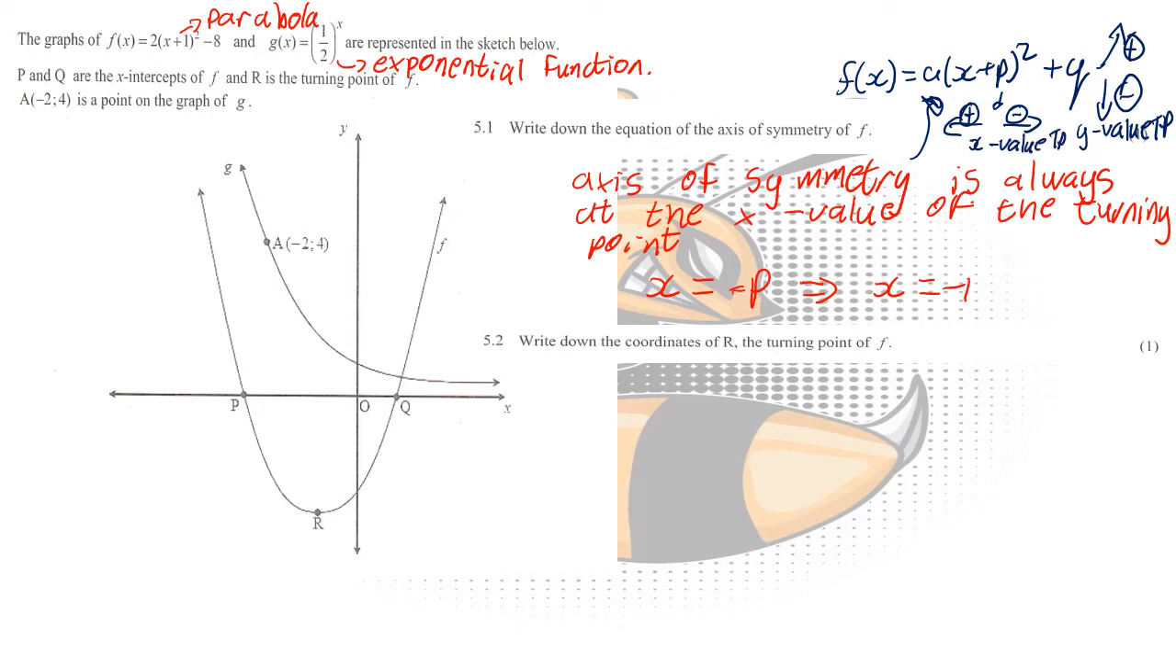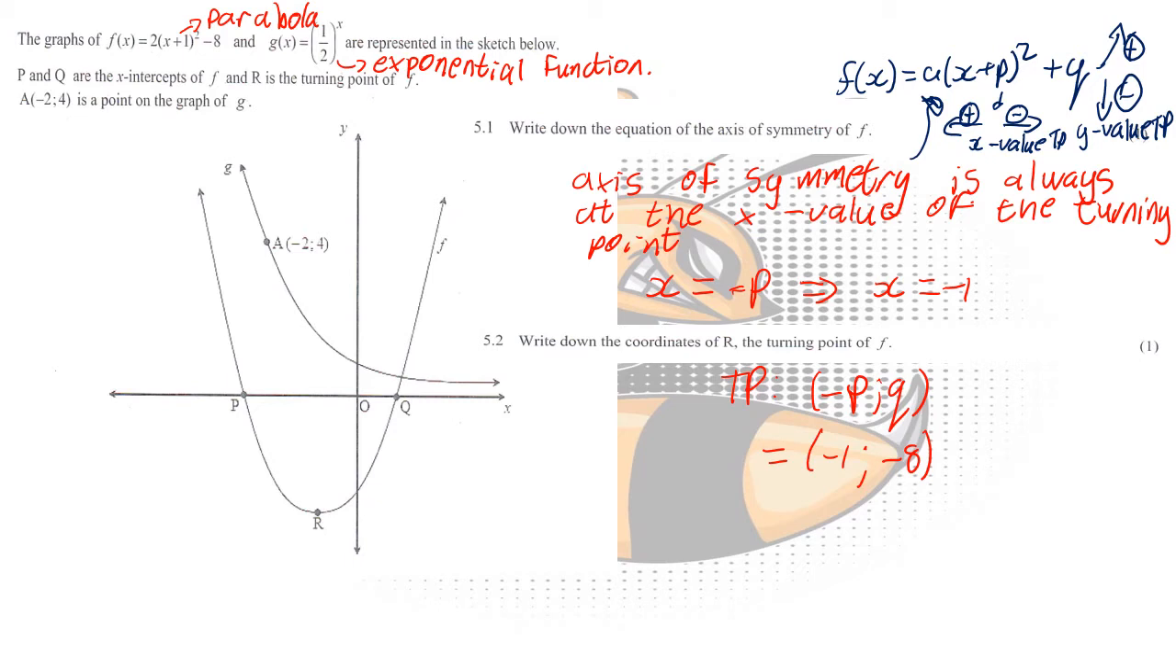Okay, then the next question asks you to write down the coordinates of R, the turning point of f. Now like we just said, if we have the parabola's equation in this shape that has been given to us, we can say the coordinates for the turning point would be (−p; q). Therefore the turning point will be at (−1; −8). So far it's just reading from the graph and then finding some information from there.